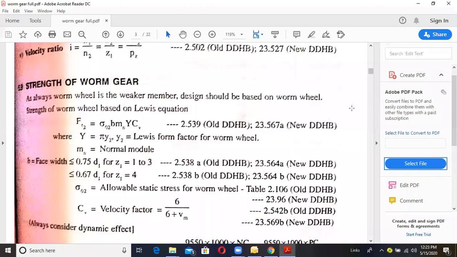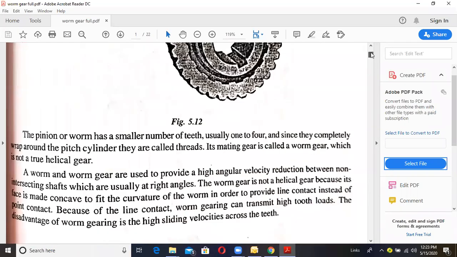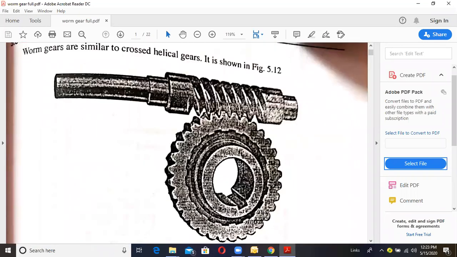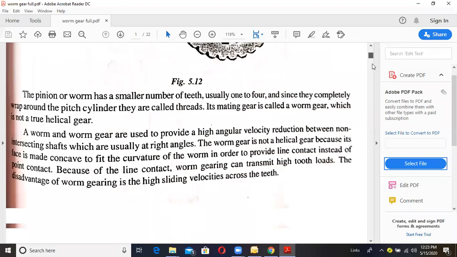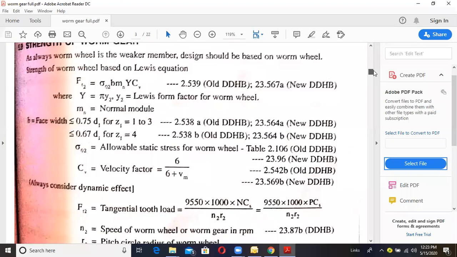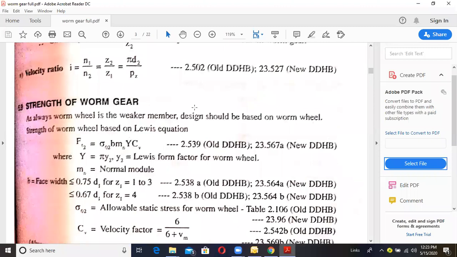What is the worm wheel? See, this is nothing but the worm wheel, the bottom one. It has teeth, a number of teeth like a wheel, doesn't it? Yes, sir. This is nothing but the worm wheel. Always this is the weaker member. So therefore we always do the design for this weaker member. Understood? So design should be based on the worm wheel.